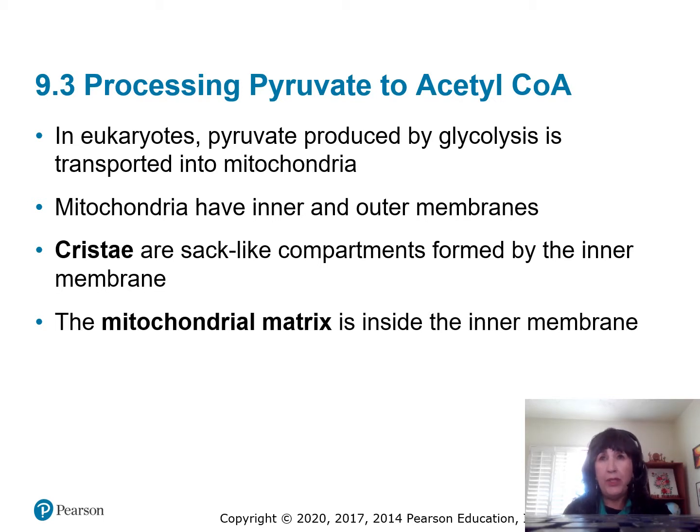So I want to remind you that the mitochondria is an organelle that has two membranes, an outer membrane and an inner membrane. So the outer membrane is the one that you see on the outside of the organelle, and the inner membrane folds in and out, and it forms like these little sacs called cristae. And this is important because some of the reactions are now going to occur either in the matrix, the liquid part, or they're going to occur in the inner membrane of the mitochondria.